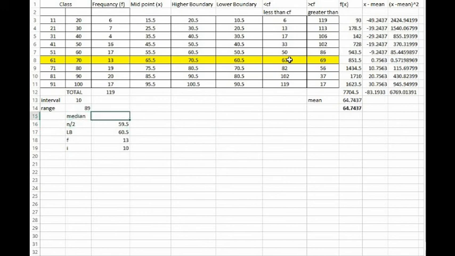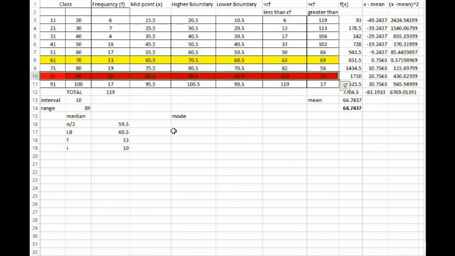Pagdating natin sa mode, titignan mo lang alin dito yung may pinakamaraming frequency. So, kung alin yung may pinakamaraming frequency, yun agad ang ating modal class. So, gawin naman natin siyang red. So, sa mode, meron lang tayong lower boundary of the modal class, which is 80.5. Tapos, meron tayong D1 at saka D2.